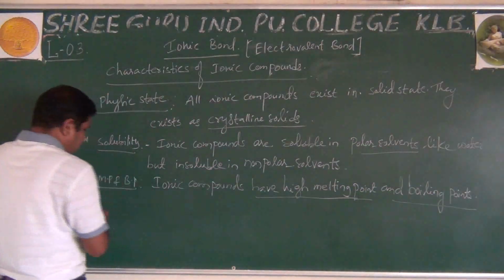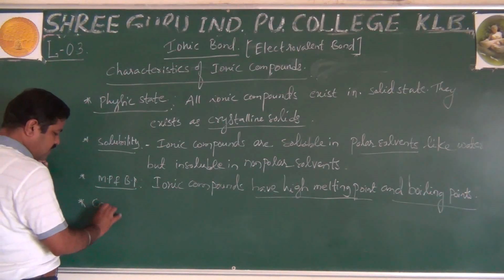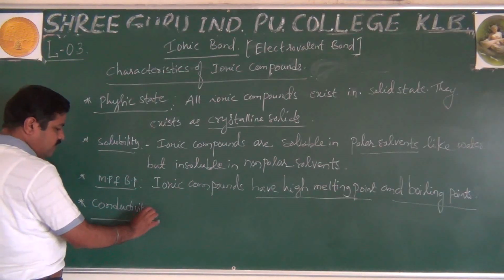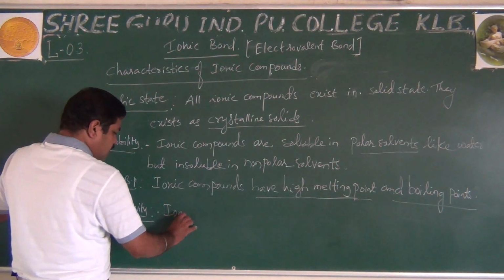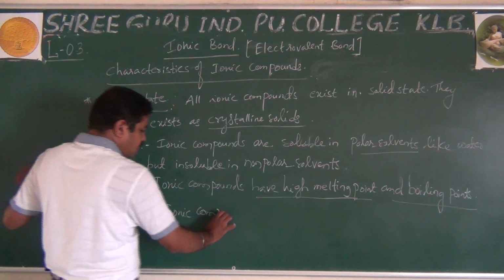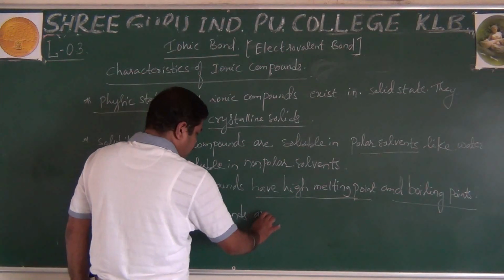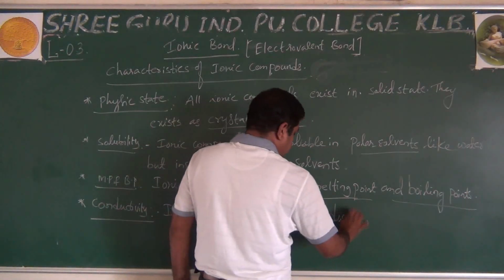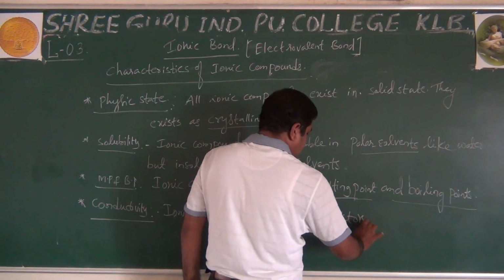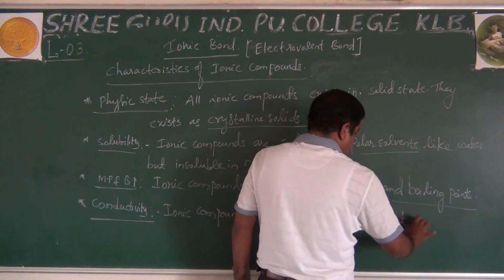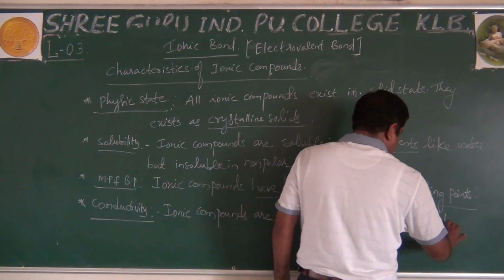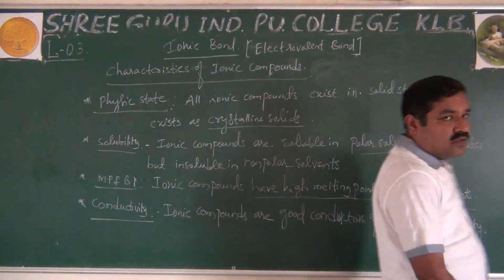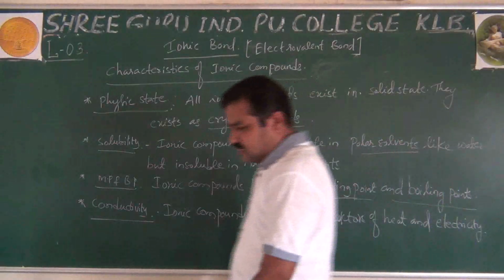Okay. Now coming to after melting point and boiling point, now regarding conductivity. Regarding conductivity, see here, students, ionic compounds are good conductors of heat and electricity. Good conductors of heat and electricity. So these are the four common general characteristics of ionic compounds.